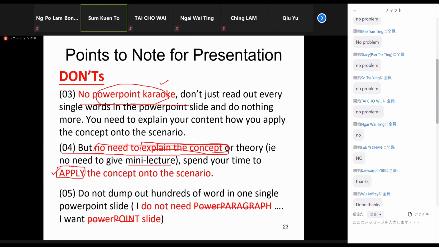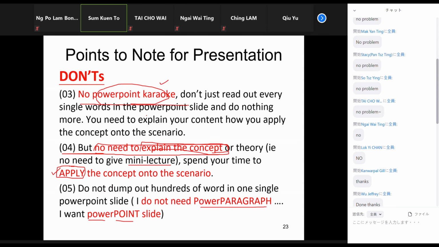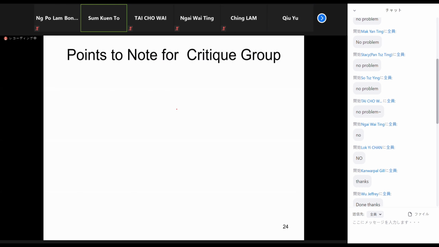And also in your PowerPoint slide, simple is beautiful. Simple is tidy and neat. Don't tell me in one single PowerPoint slide you have 500 words. Do nobody any good. So these are the don'ts. Any questions up to this moment?